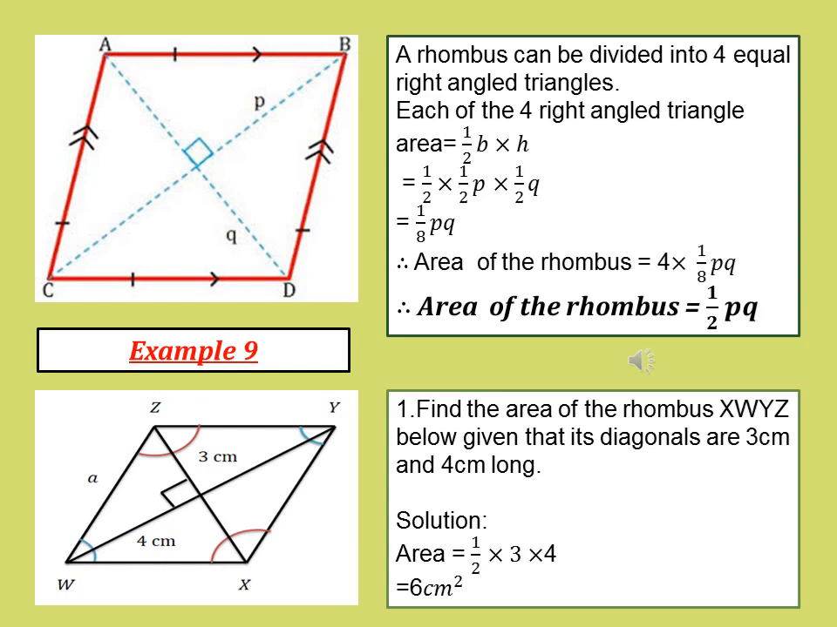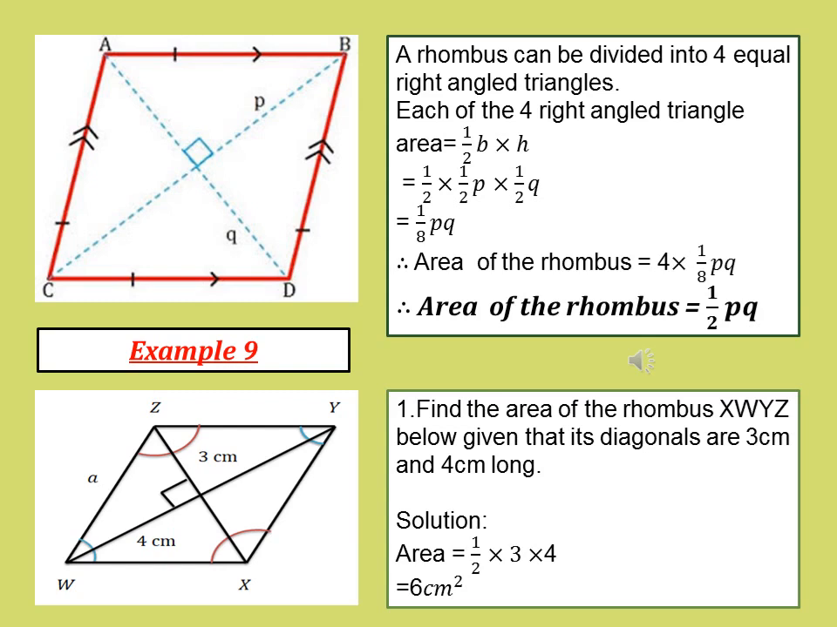The base here is a half P and the height is a half Q, and therefore the area of one right-angled triangle will be a half times a half P times a half Q. That gives us 1 over 8 PQ as the area of one right-angled triangle. But this rhombus is made up of 4 right-angled triangles. So we say the area of the rhombus will be 4 times 1 over 8 PQ. And when you simplify that, it's going to give you the area of the rhombus as a half PQ.